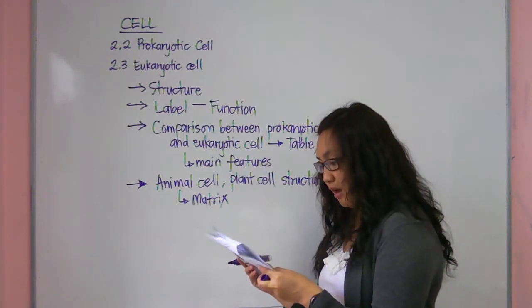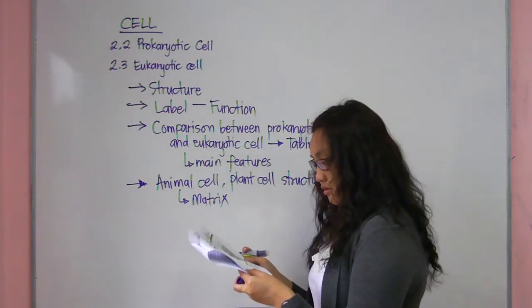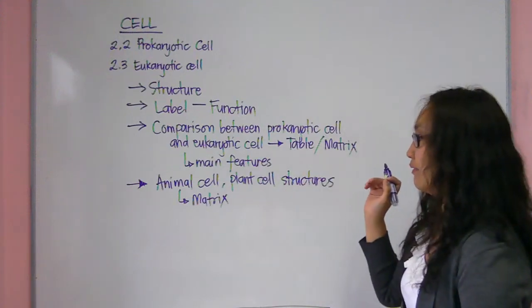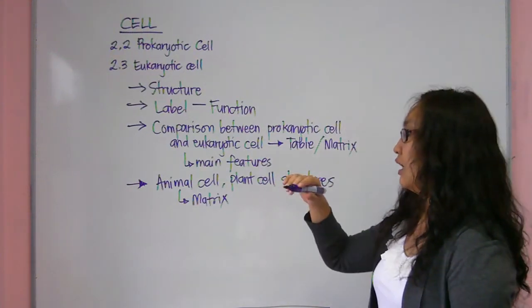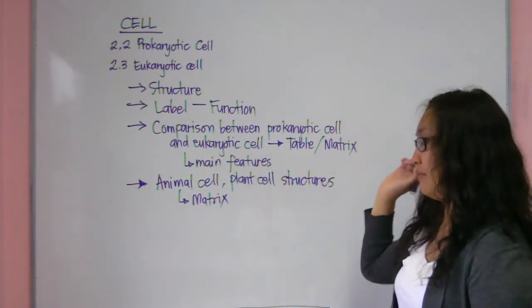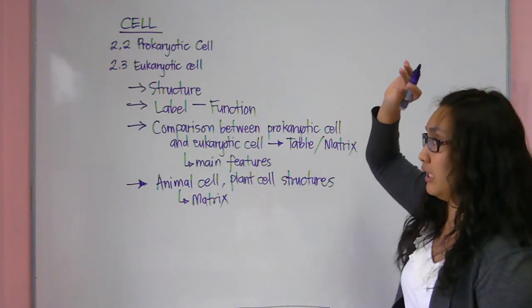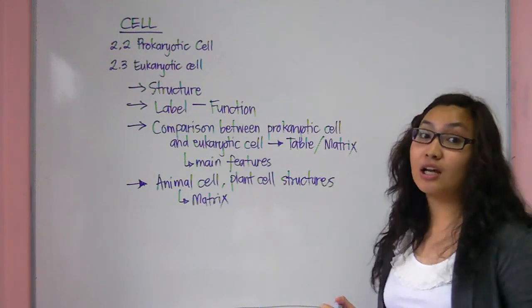Another thing, basically by writing down the differences between the animal cell and plant cells and writing down the main features of these structures, we might be able to discuss the prokaryotic cell and eukaryotic cell wholly.